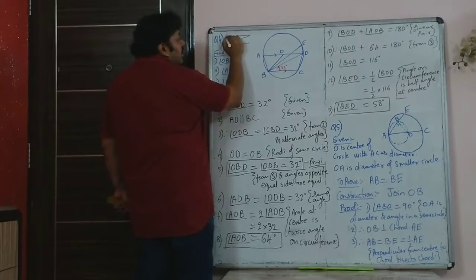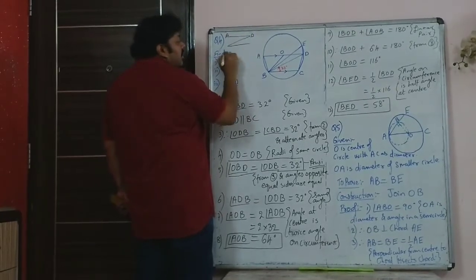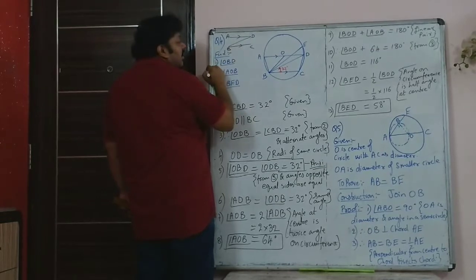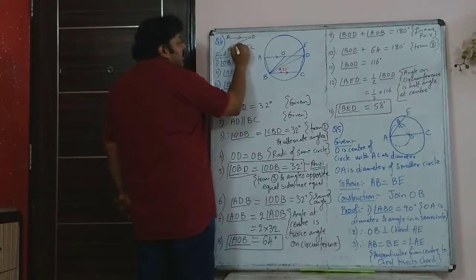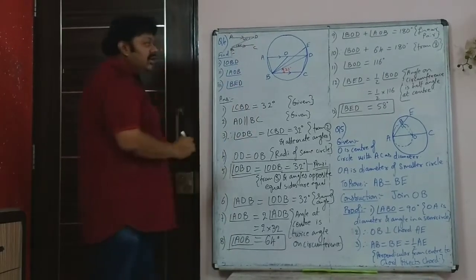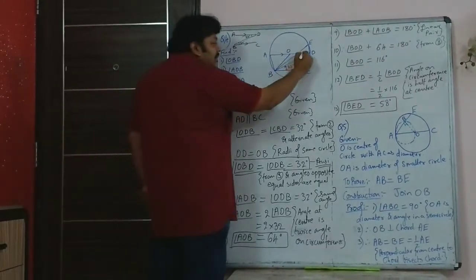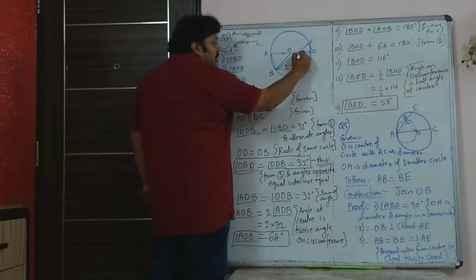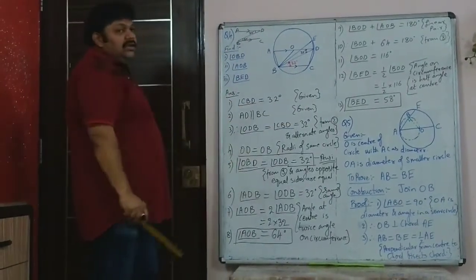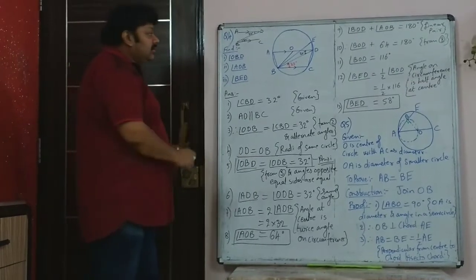This is your A, this is your D, this is your B and C. So these 2 lines are parallel. Since this angle is 32 degree, this will also be 32 degree. Therefore this angle out here is 32 degree. That is written here: alternate angles. The reason is alternate angles.